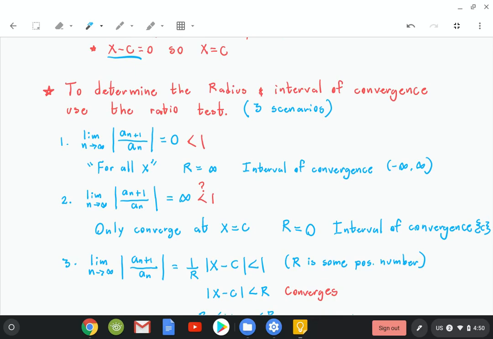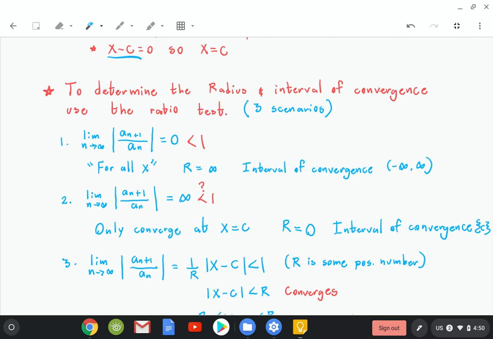And then three things are going to happen when you use the ratio test. The first thing that could happen is that you get 0. Now, according to the ratio test, if you remember, if the limit of the absolute value of a of n plus 1 over a of n is greater than 1, it was divergent, and if it was less than 1, it was good.